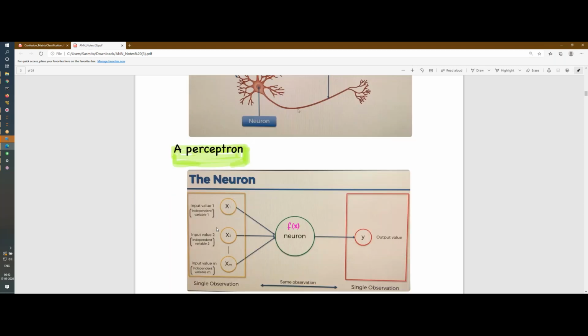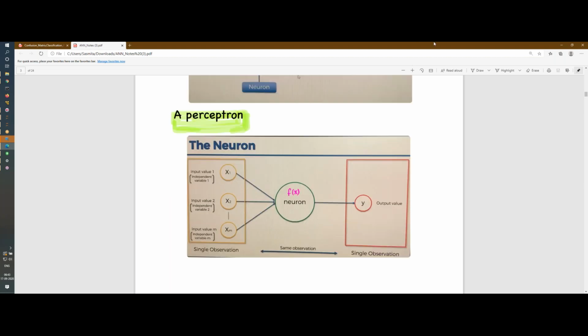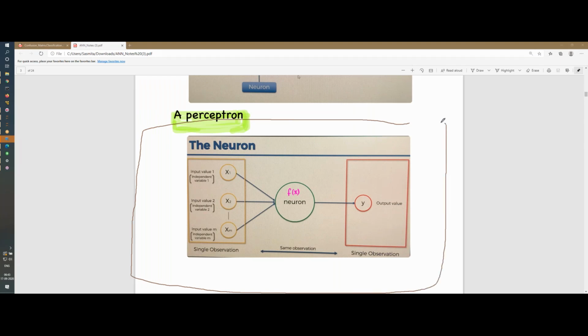Coming to the actual neuron, this is called a perceptron. So what is a perceptron? Perceptron is a single neuron architecture. This is a perceptron. Perceptron is a single neuron. So perceptron is the basic building block.